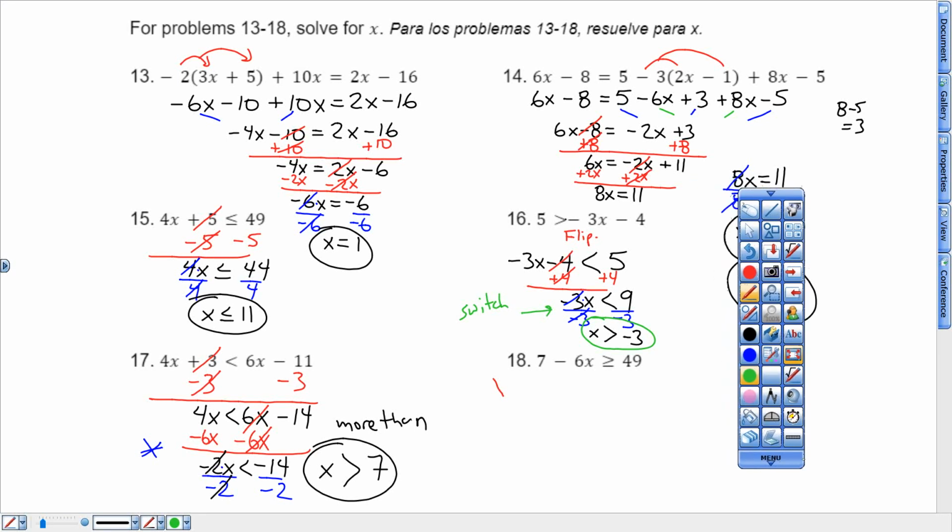All right, moving on. This guy, take away 7. Make sure I bring down that negative with the 6x. 49 minus 7 is 42. And then right here, it looks like you're plussing, but that's the opposite of timesing by negative 6, dividing. Inequality switches to this direction, less than or equal to, and then 42 divided by negative 6 is negative 7. So switches to less than or equal to. All right, moving on.